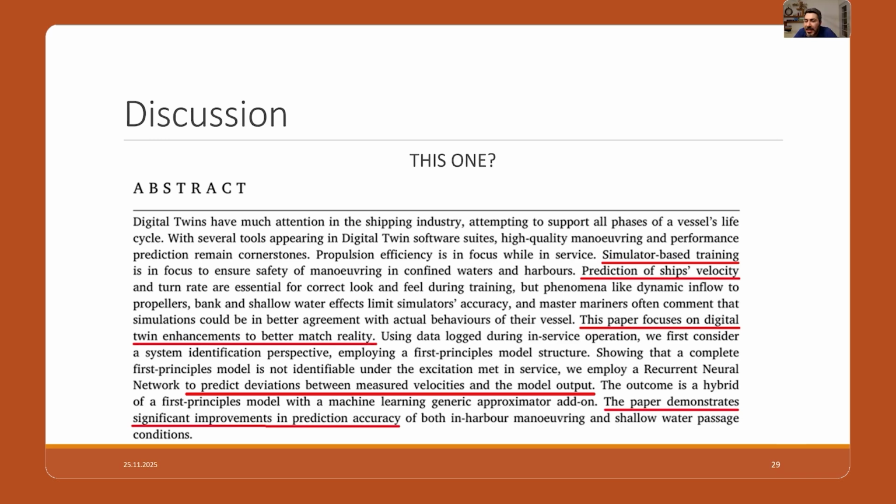11% said digital model, that this is a digital model. 42% said that this is a digital shadow, and 47% said that this is a digital twin. Actually, I'm surprised here because I thought many people would say digital model, looking at the simulator-based training, prediction of ship velocity. So it sounds like it's talking about a digital model, but it's actually a digital shadow.